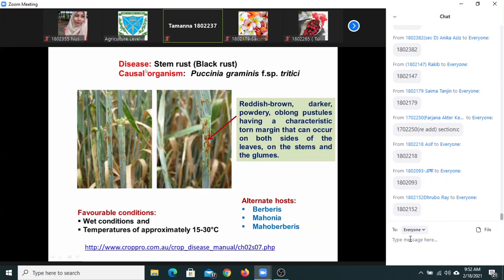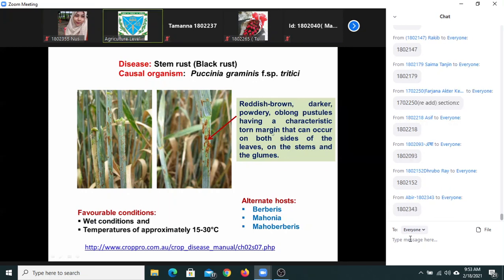You need to move on to another disease, stem rust. You see the previous two rusts, one is stripe rust, another is leaf rust, usually infecting the leaves. But this rust symptom we can notice on the stem. You see reddish-brown oblong pustules. You see the torn margin.